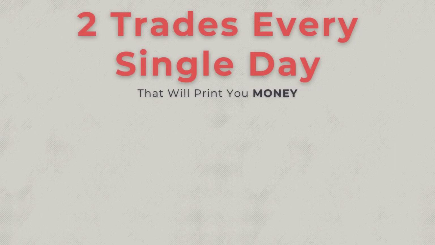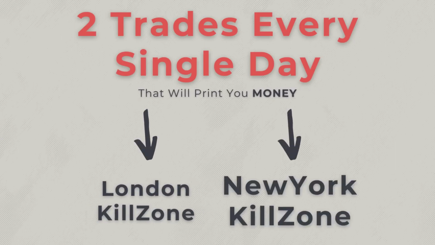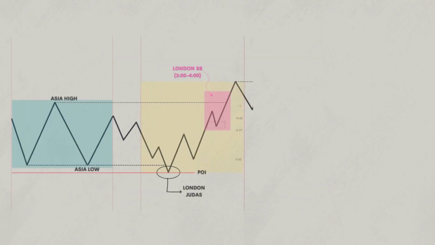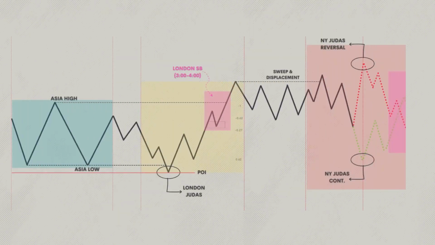There are two major trades or setups that happen almost every single day, and you can trade them and make money off them. One in the London kill zone and the other one in New York kill zone. You can use any strategy or any entry criteria to enter the trade, as this will be only a framework to look for every day.